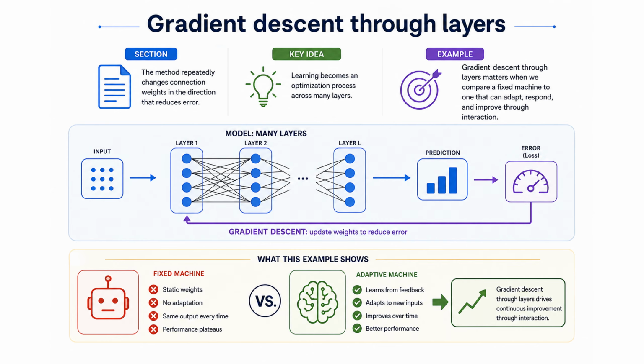Example, recognizing symmetry. A network can learn hidden features that detect patterns like mirror symmetry. The example shows why hidden layers are useful. They create intermediate representations that are not hand-coded in advance.